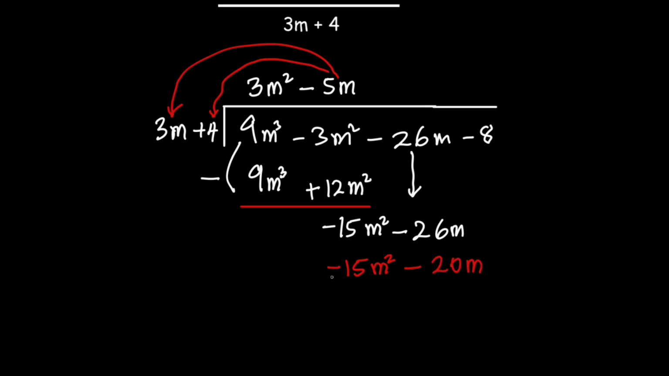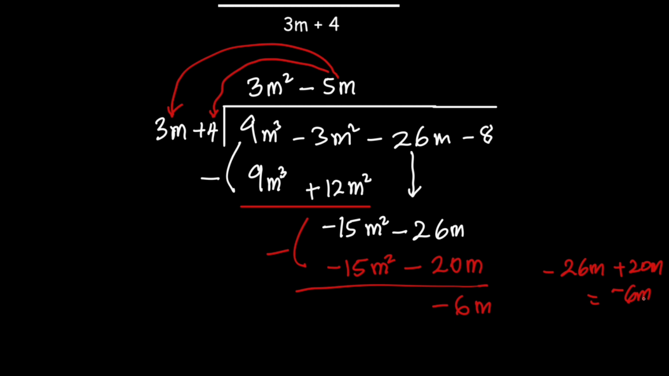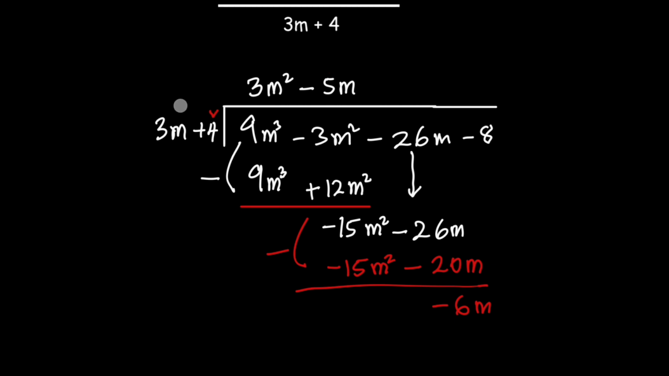All right. Then from here, we subtract. So when we subtract, it's going to be negative 26m minus 20m. It's going to be just negative 6m, because this is more or less like negative 26m plus 20m. And this is giving us negative 6m. So keep in mind, this is what we are getting. Then from here, we have to go ahead and then drop this number right here. So I'm going to write the negative 8 down right here.